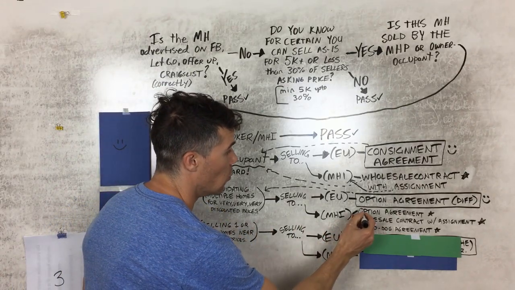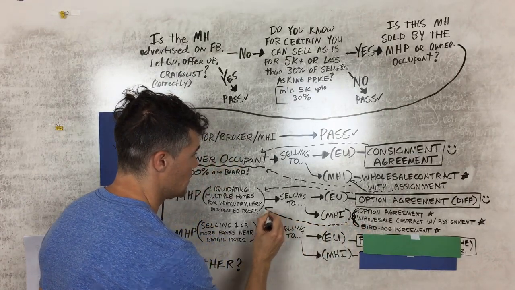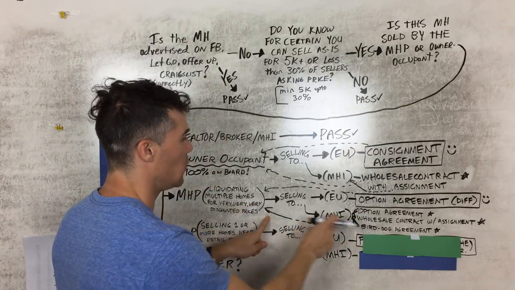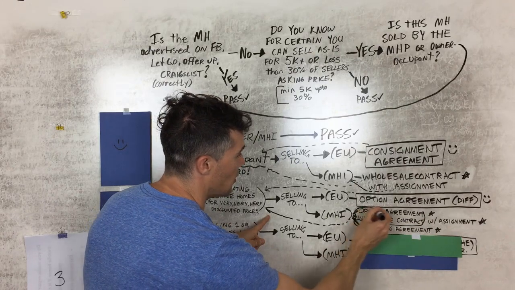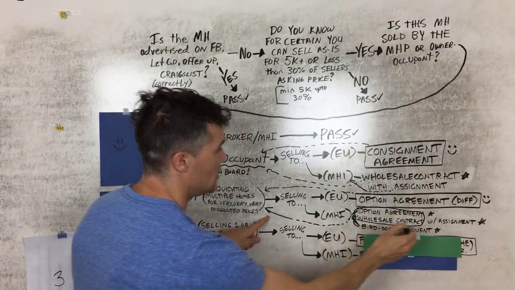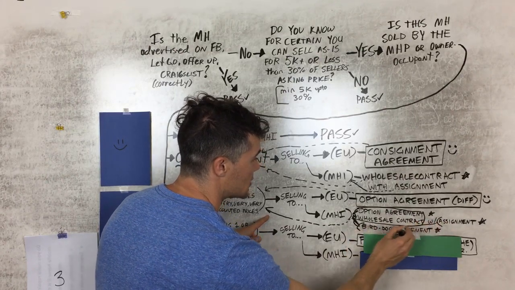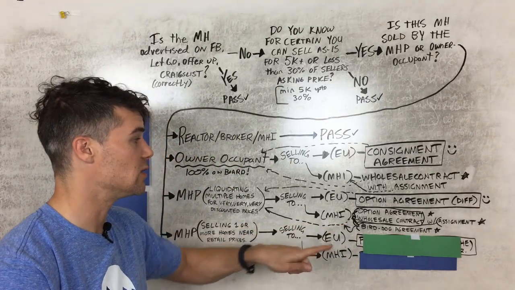So one of these can be signed by, well, actually, no, the option agreement is going to be signed by the mobile home park. The wholesale agreement is going to be signed by the park. And then the assignment contract and the bird dog contract are going to be signed by the mobile home investor. That's if you decide to go that way.